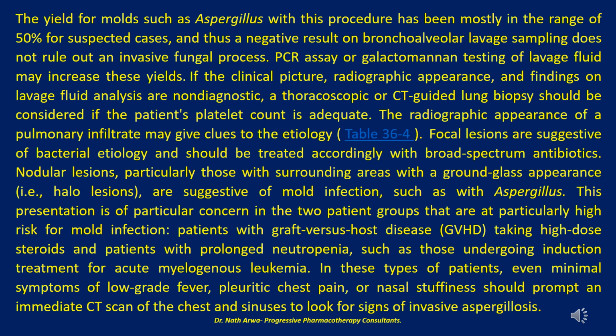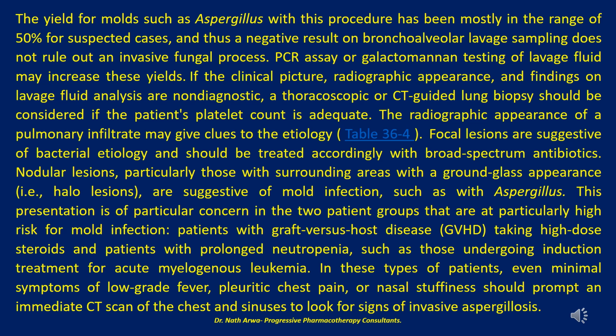The radiographic appearance of a pulmonary infiltrate may give clues to the etiology, as shown in Table 36.4. Focal lesions are suggestive of bacterial etiology and should be treated accordingly with broad-spectrum antibiotics. Nodular lesions, particularly those with surrounding areas with a ground glass appearance, i.e., halo lesions, are suggestive of mold infection, such as with Aspergillus.